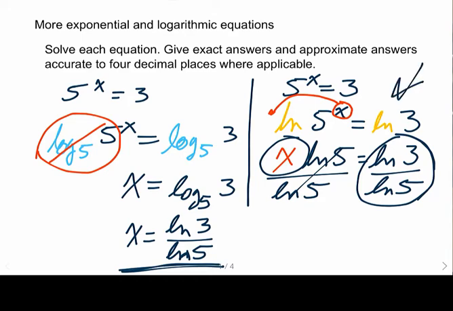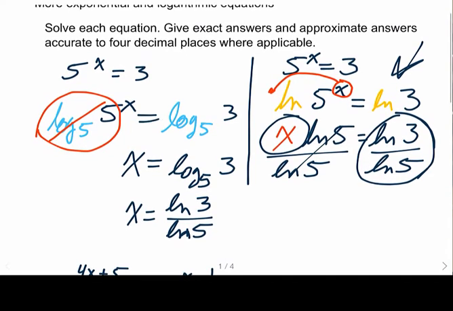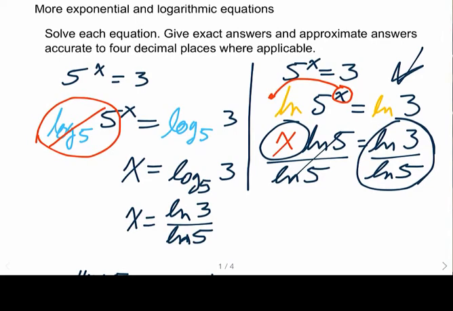We're going to end up using this technique of applying either a natural log or a common log to both sides. Usually I'm going to use the natural log because I prefer to write ln. Now we were also asked to give a decimal approximation accurate to 4 decimal places, and so I'm going to say that this is approximately, and then I'm going to get an answer out of my calculator, and it's telling me it's approximately 0.6826.